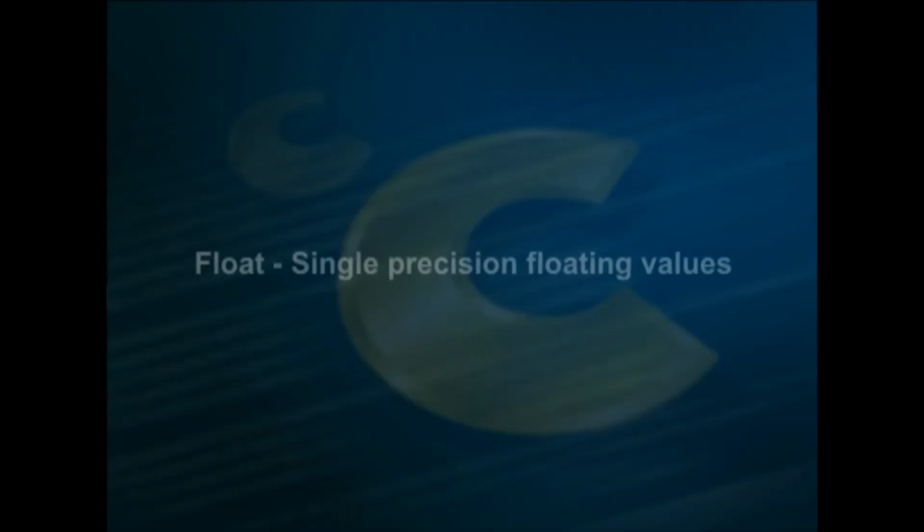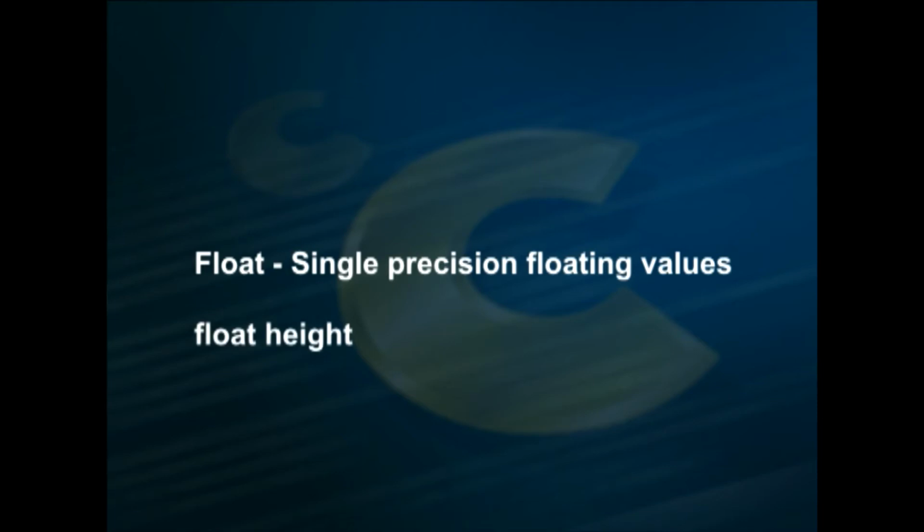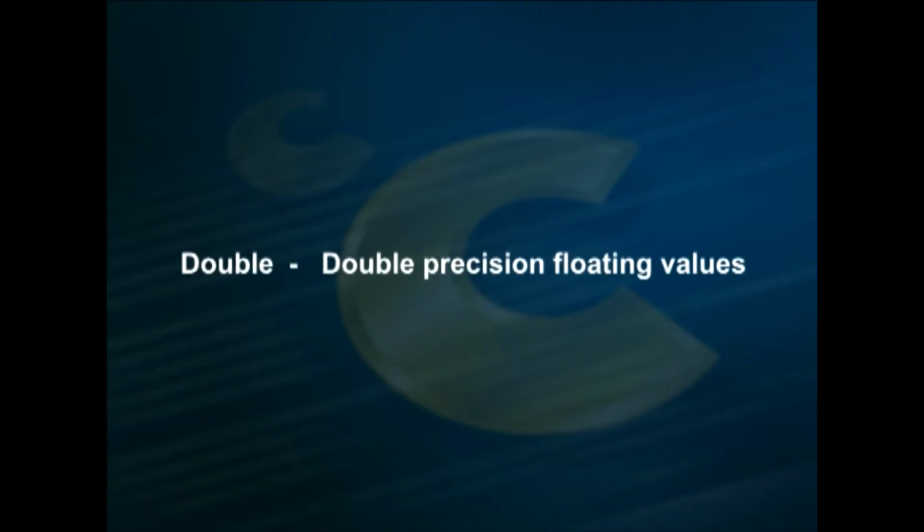Float holds single precision floating values. For example, float height, where height is a float type variable. Double holds double precision floating values. Apart from these built-in data types, C also supports user defined data types, which will be discussed in the later sessions.